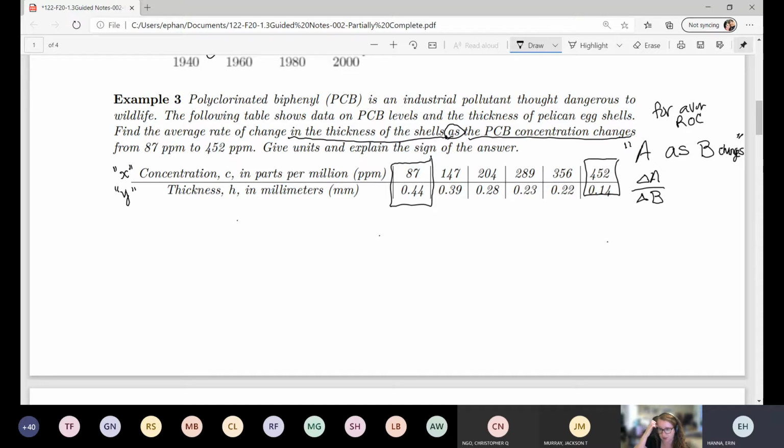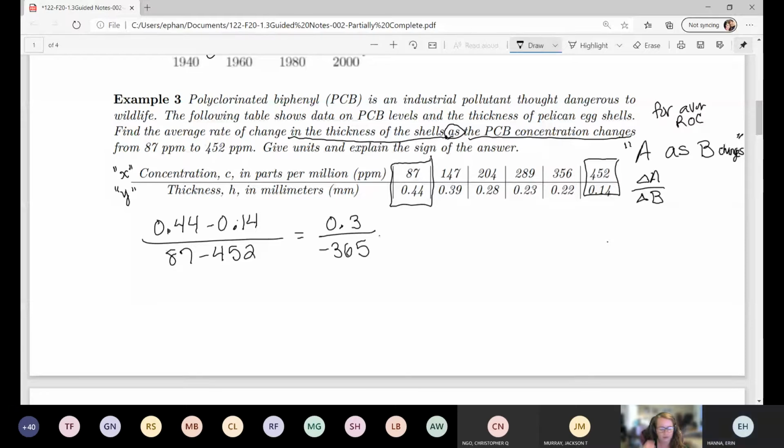So we have those two data points, so now we just have to find the average rate of change. Again, I personally like to put the larger y value first, but whatever floats your boat. So I would do 0.44 minus 0.14, and then 87 minus 452. Oh, sorry. I thought my notes were wrong, but they're not. This is going to give you 0.3 over negative 365. And this is going to reduce to negative 0.00082.